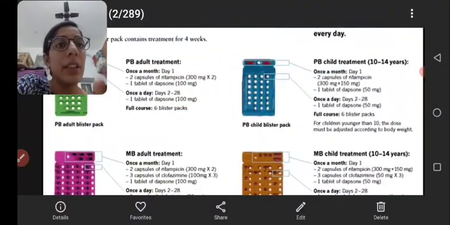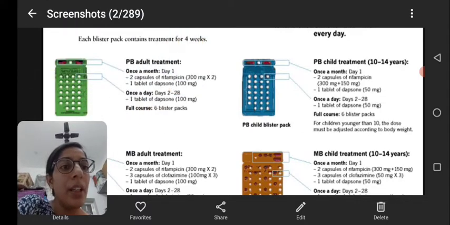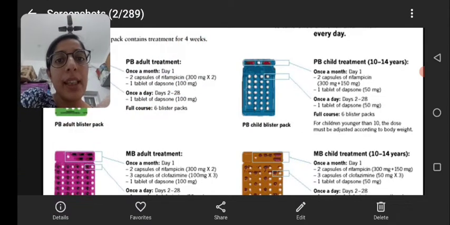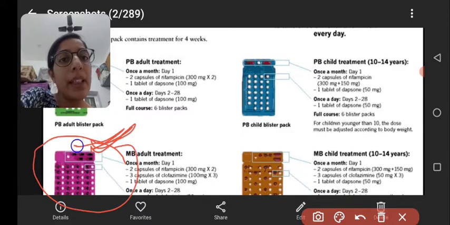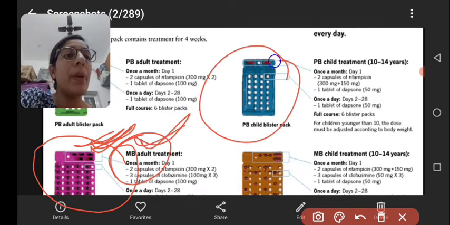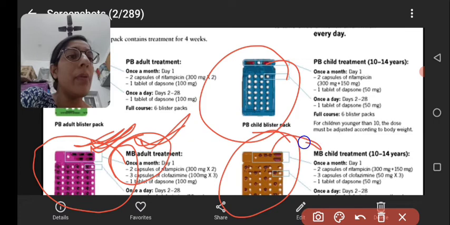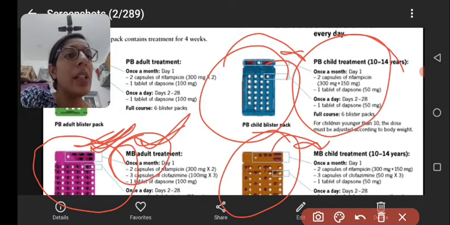Here. These are the kits which you're going to see in your examination. These kits were given in that question. This pink color, see, is multibacillary, and the green one is for paucibacillary. Pink multibacillary is for the adult, and here are blue and brown. The brown is multibacillary and the blue is paucibacillary, and these are given to the child.